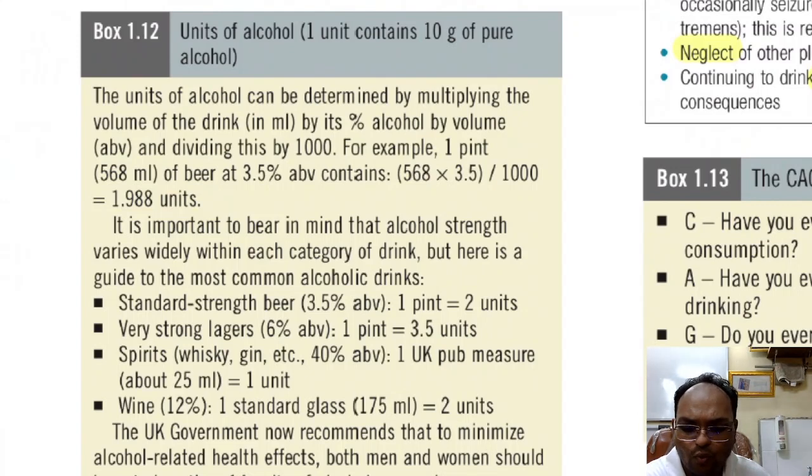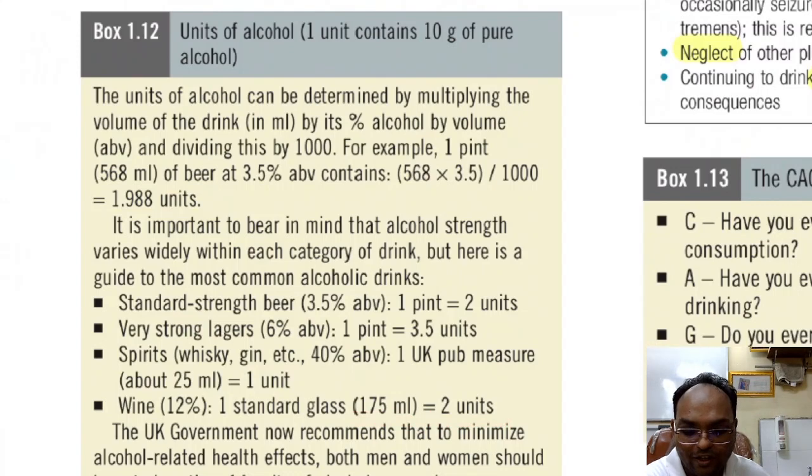You need to know what is the standard units of the commonly available alcoholic preparations. So standard strength beer is around 3.5% ABV. 1 pint would be 2 units. Very strong lagers, 6% alcohol, 1 pint is 3.5 units. Spirits like whiskey, gin, which are 40% alcohol by volume, the one UK pub measure, which is around 25 ml, is 1 unit, and wine, which is 12%, one standard glass 175 ml, is 2 units.